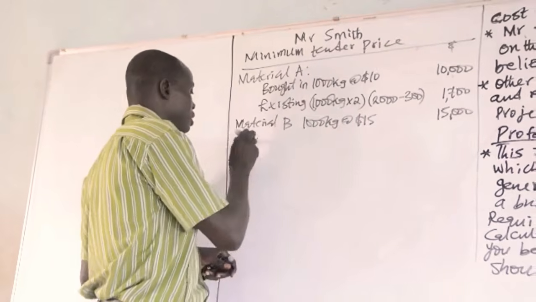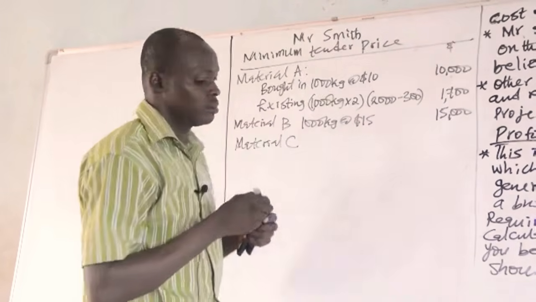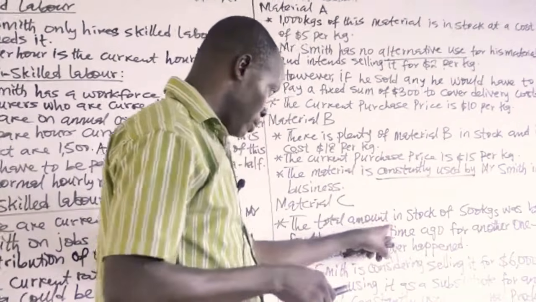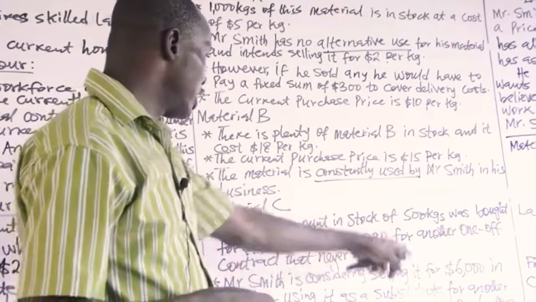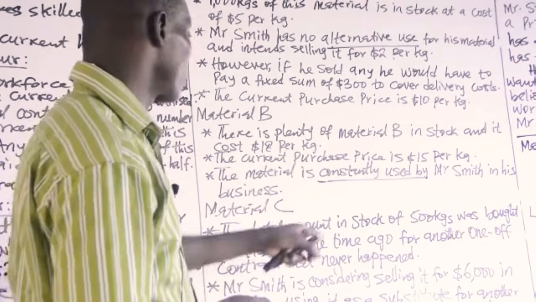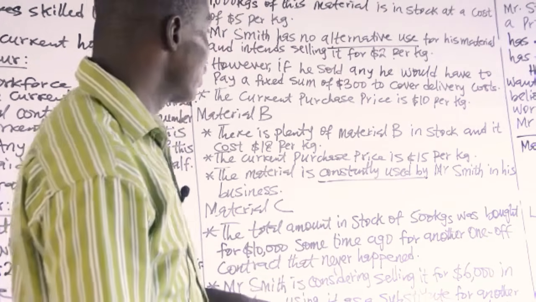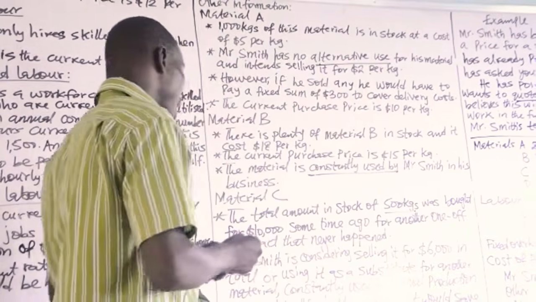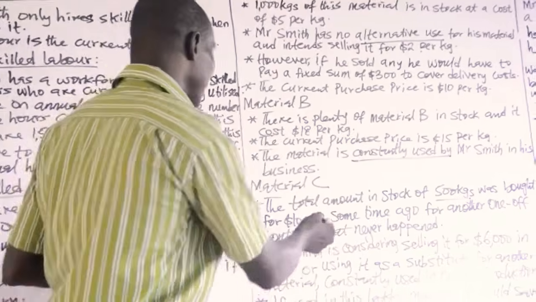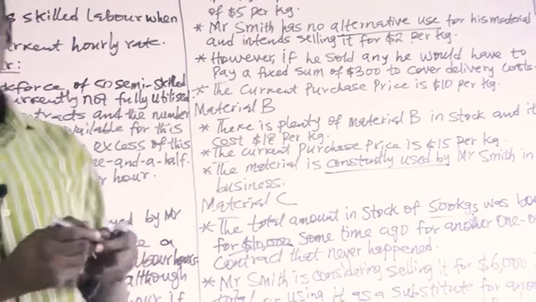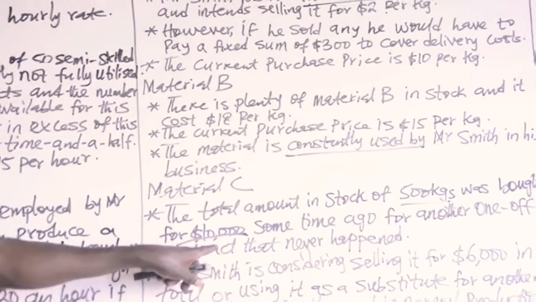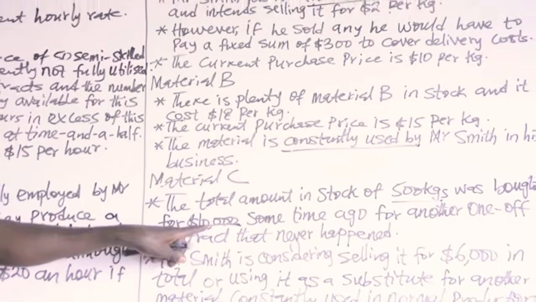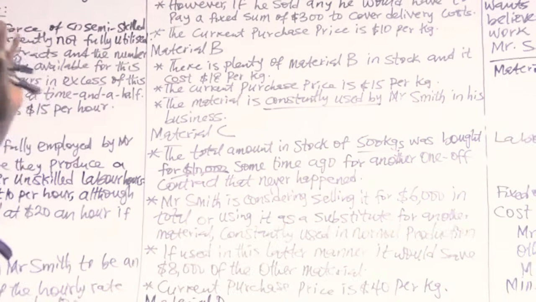Material C. We're told that the total amount in stock of 500 kg was bought for 10,000 some time ago. What you have in stock for material C is 500 kg, and these have been bought some time ago for 10,000. Since it has been bought in the past, the 10,000 is a past cost, and past costs are sunk costs. Therefore, this 10,000 will not be relevant.